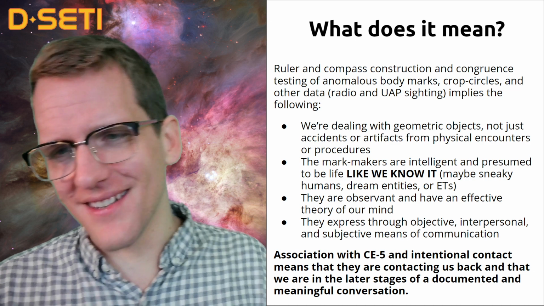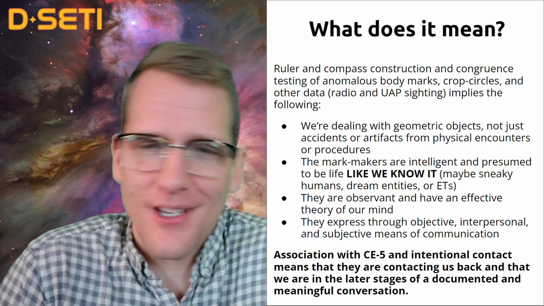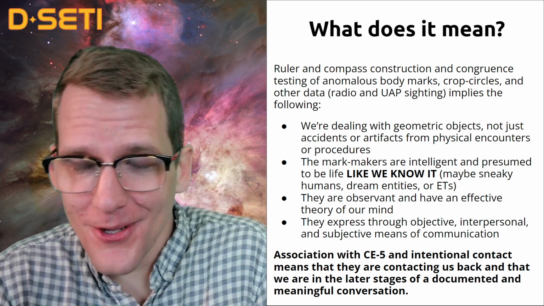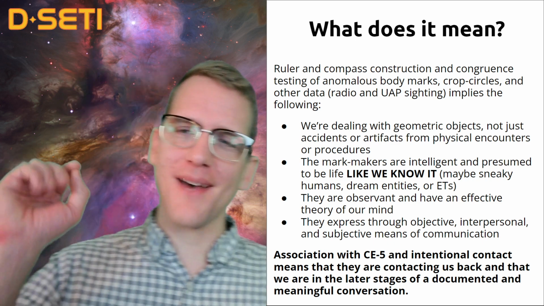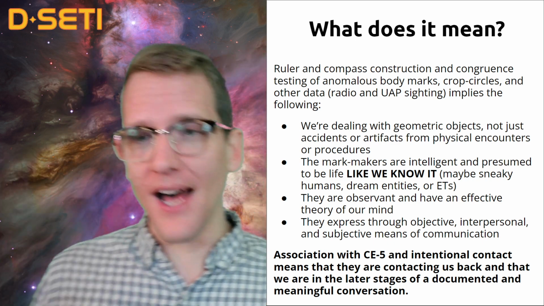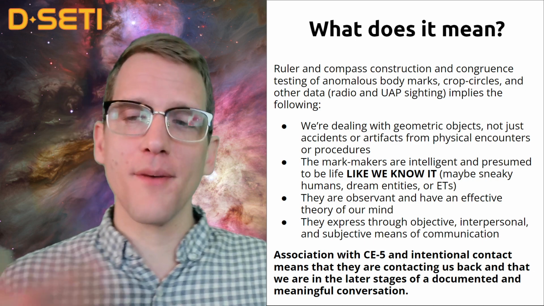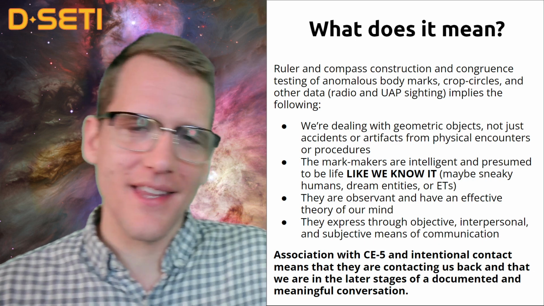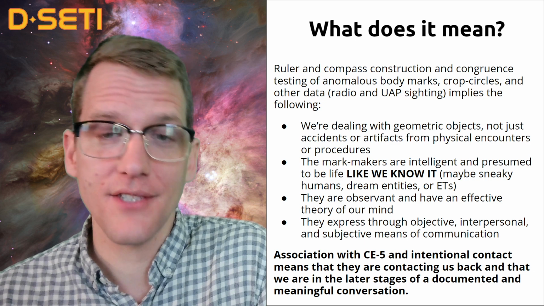What does this all mean? The ruler and compass construction and congruence testing of anomalous body marks, crop circles, and other data like radio or UAP sightings implies the following. We're dealing with geometric objects, mathematical objects, not accidents or artifacts of physical encounters or procedures. The mark makers are intelligent and presumed to be life like we know it. They might be sneaky humans or dream entities or ETs, we don't know.